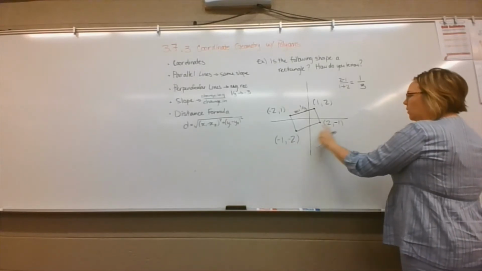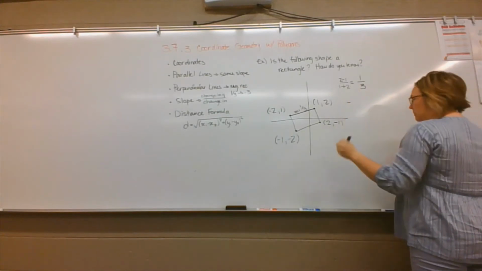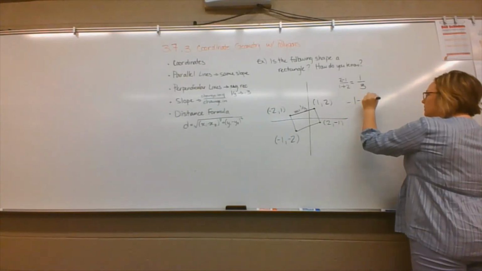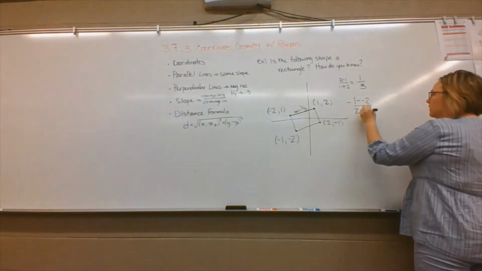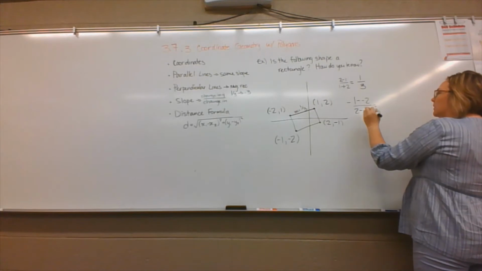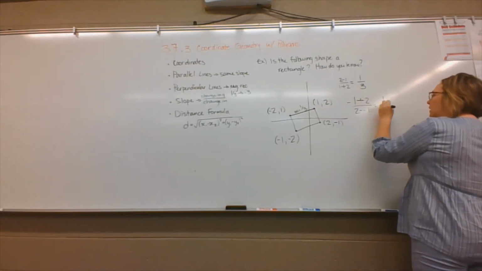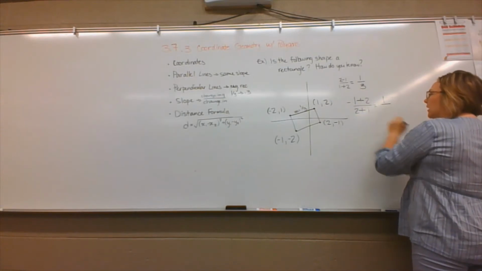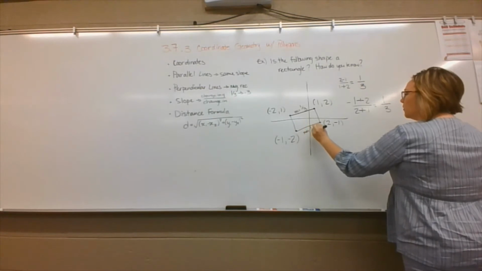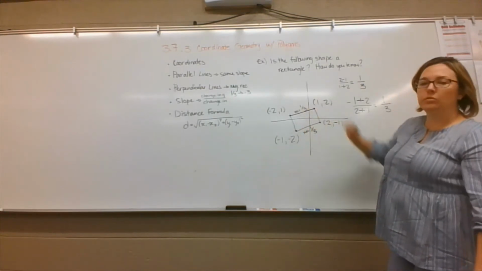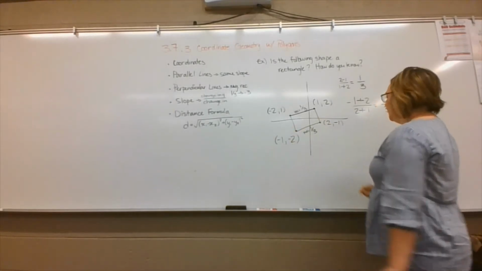So we'll take -1, subtract a -2, over 2, subtract -1. So this is like adding: -1 plus 2 is equal to 1. 2 subtracted -1 is 3. So this also has a slope of 1/3. That's good because these two lines are parallel.